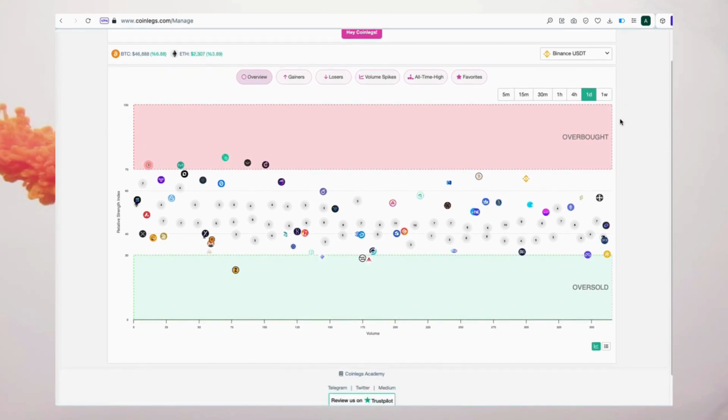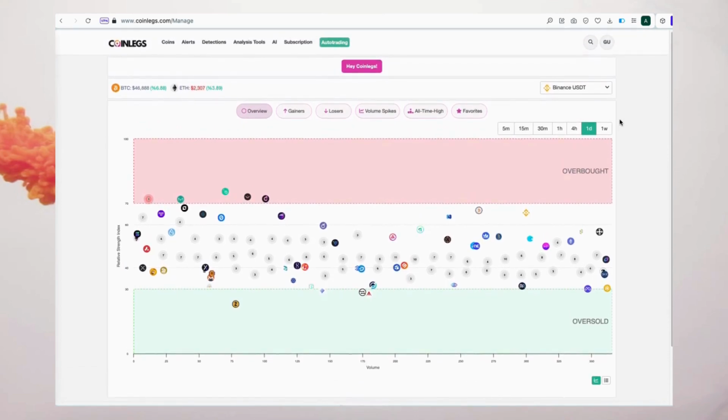Let's take a look at our new RSI screen. The red area at the top indicates coins with an RSI value of 70 and above, while the green area at the bottom denotes coins with an RSI value of 30 and below. Its effortlessly digestible structure will breathe life into your analyses without straining your eyes.